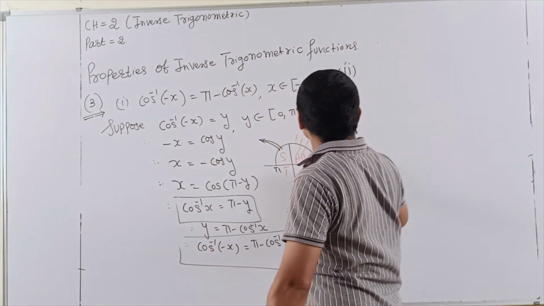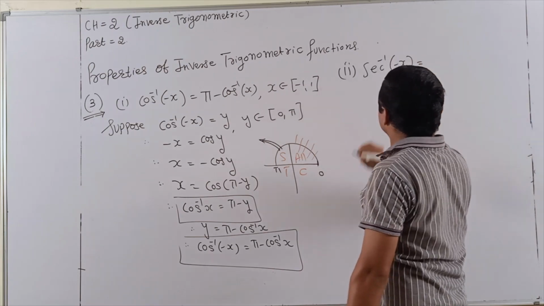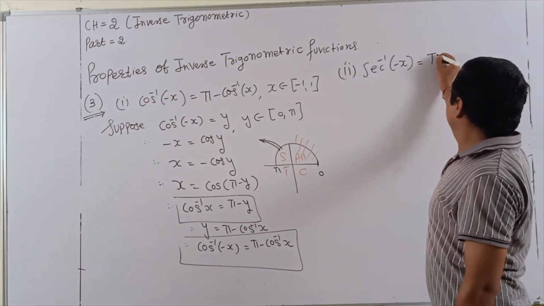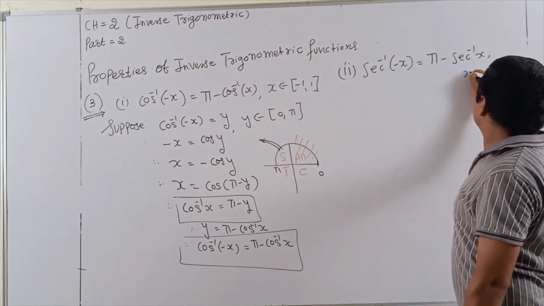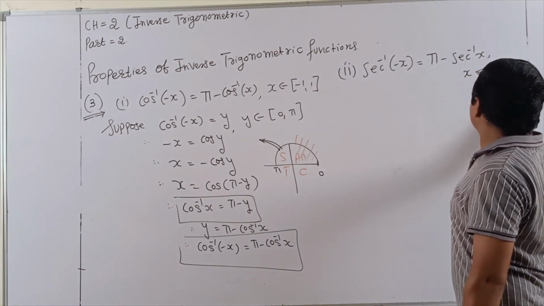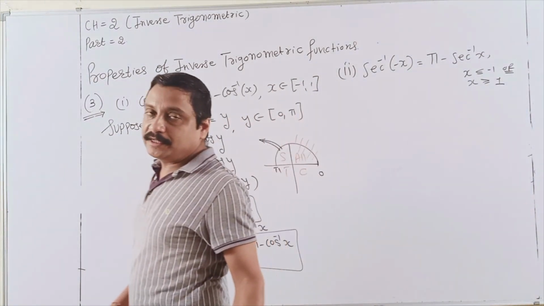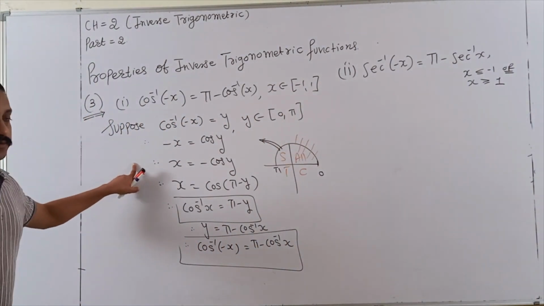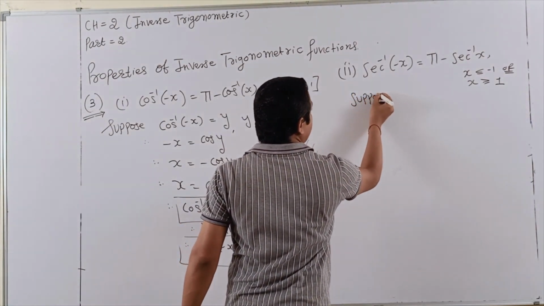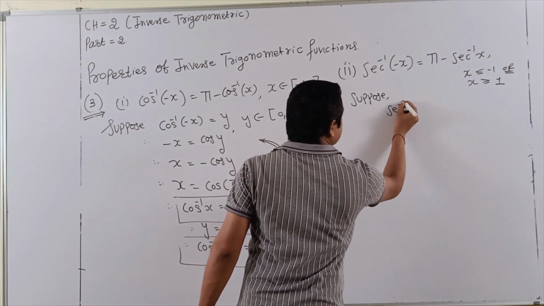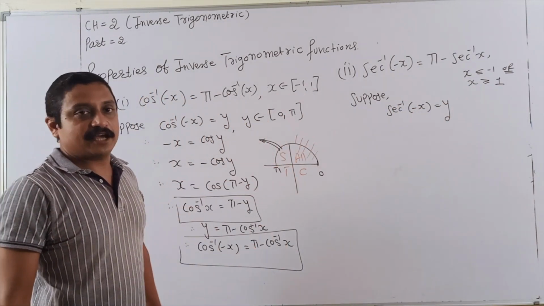Third, second one. Sec inverse minus x is equal to pi minus sec inverse x, condition the same: x less than minus 1 or x greater than 1. So students, this property is the same as the first one. Suppose sec inverse minus x is equal to y in the range of sec inverse.